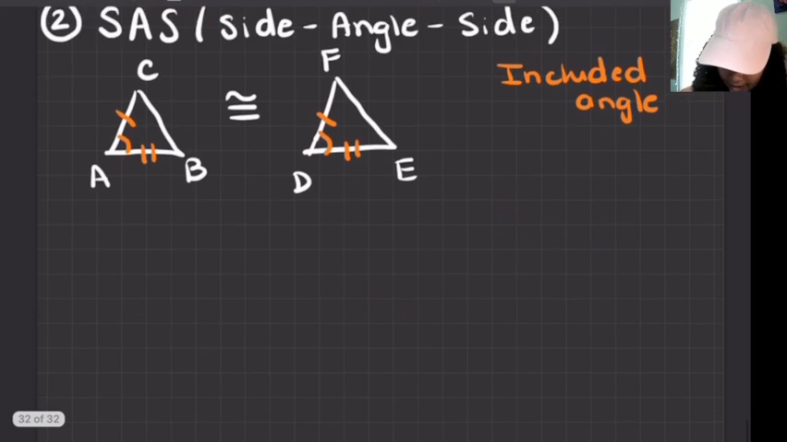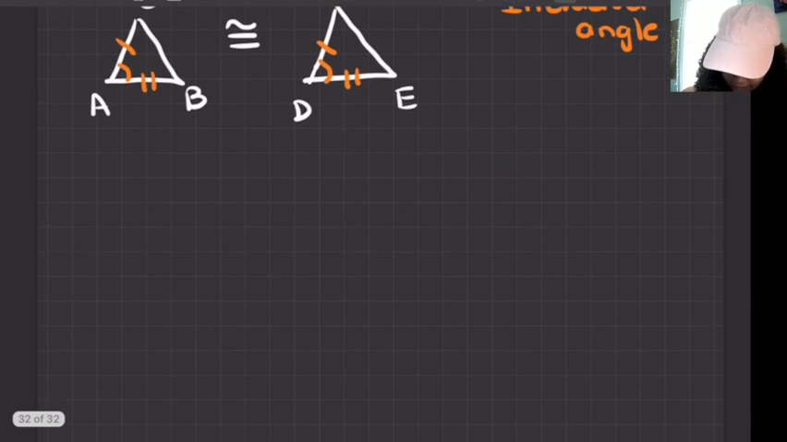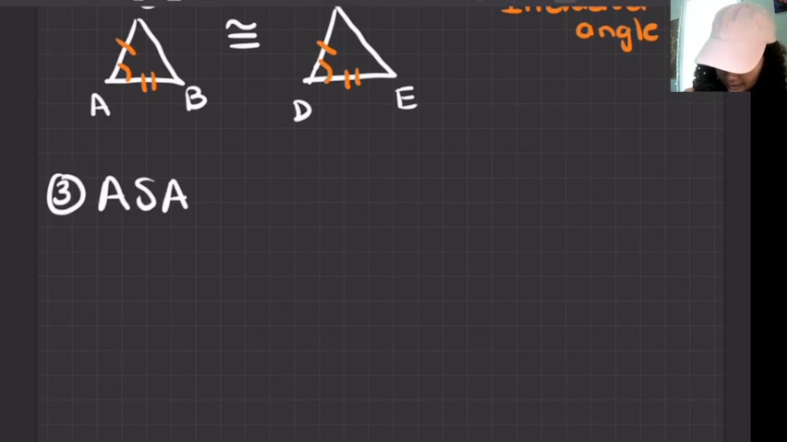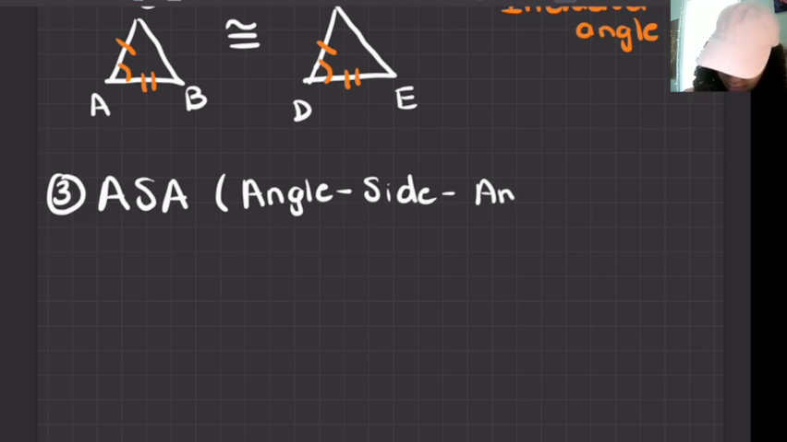The third one that we have is angle, side, angle. So ASA is angle, side, angle. And as I'm sure you can guess already, I'm going to go ahead and draw out these triangles for us.